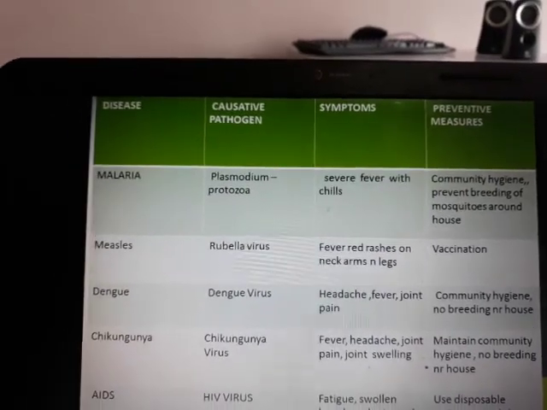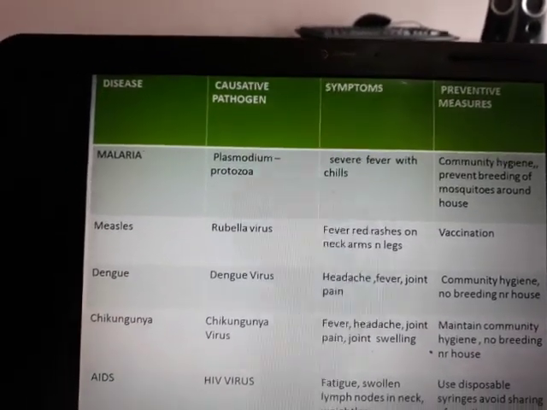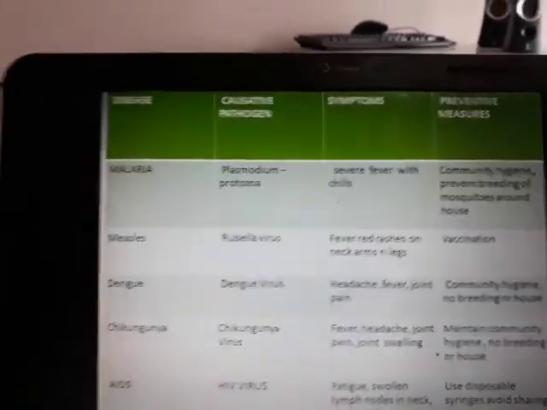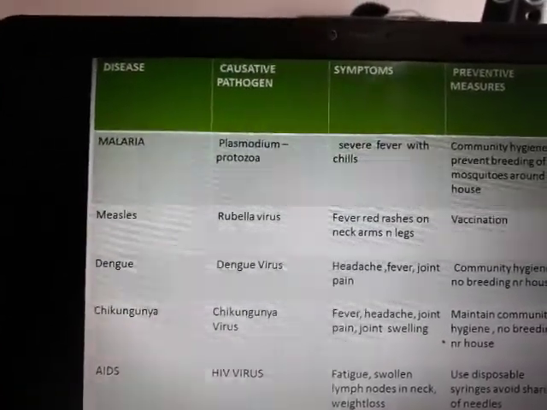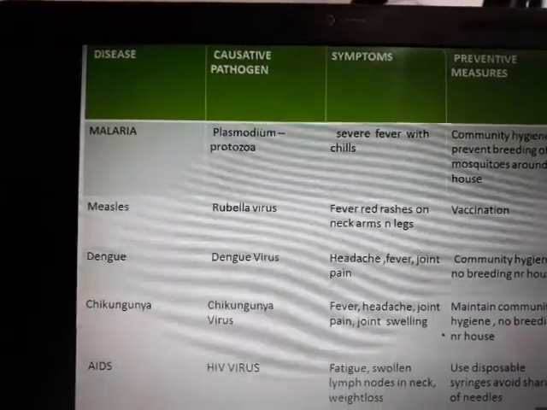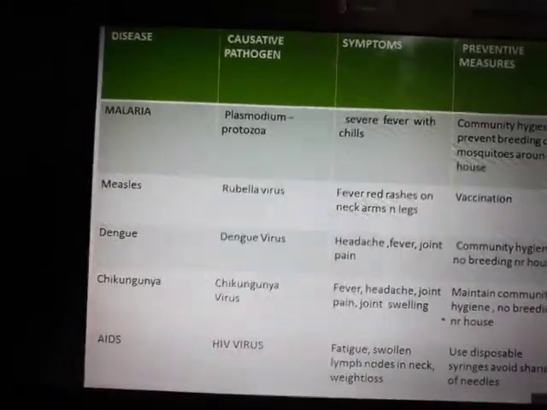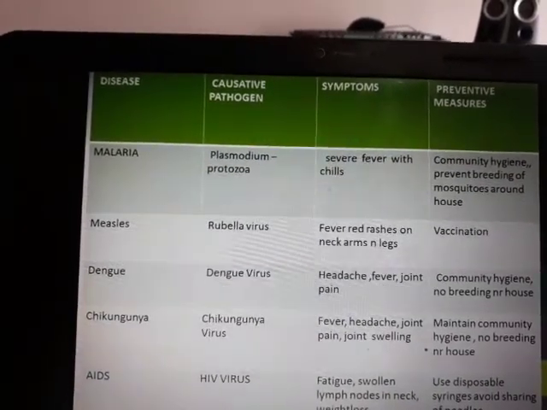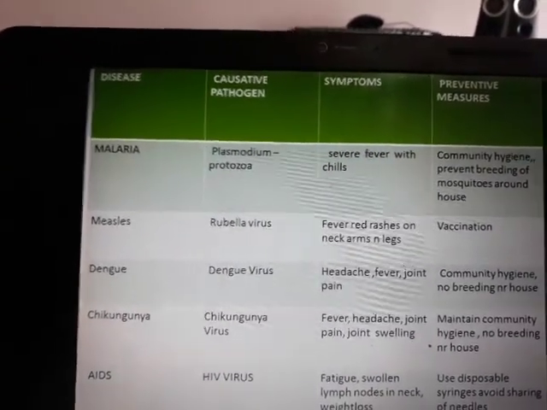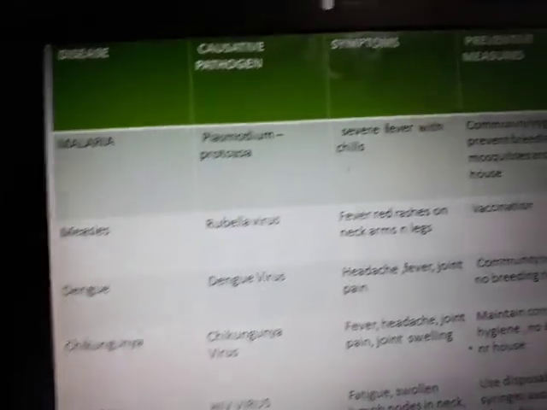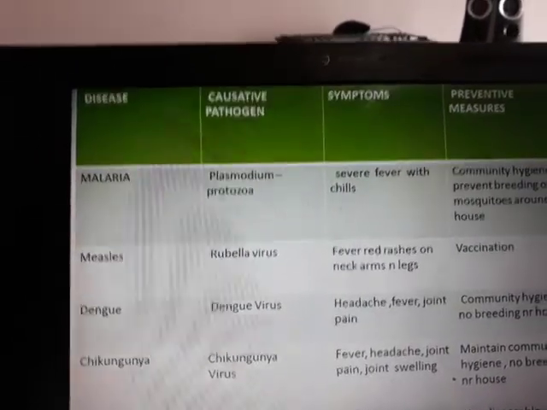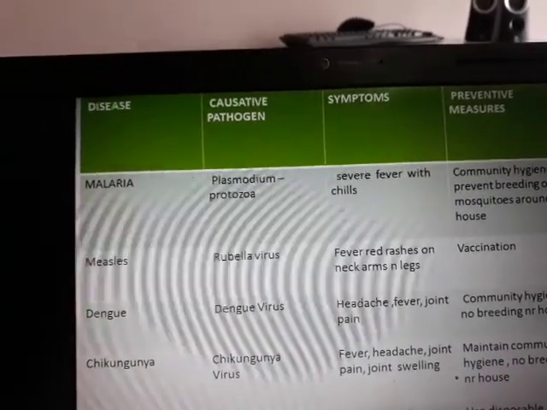Then we have started with this tabular form in which we study the disease, causative pathogen, and in the bracket, this time they have added whether it is a bacteria, virus, or fungus, then symptoms and the preventive measures. We are done with cholera, typhoid, influenza, poliomyelitis, chickenpox, and ringworm. So today we are going to start with malaria. Maybe I'll ask you a few questions later. Now, let us see what is there for malaria.